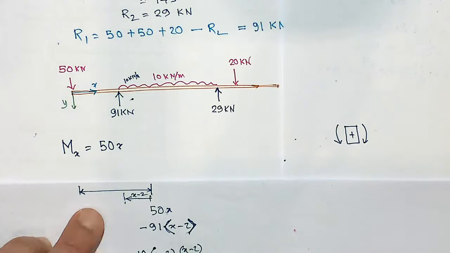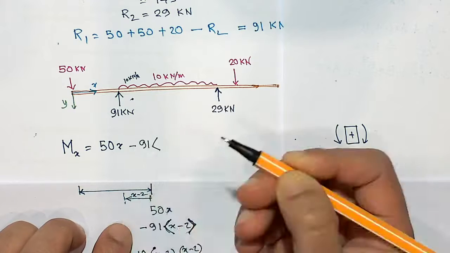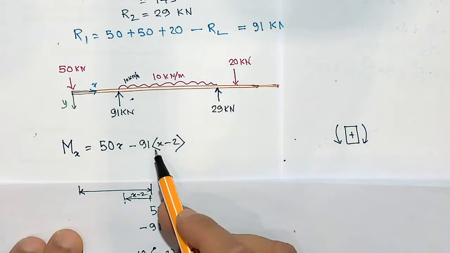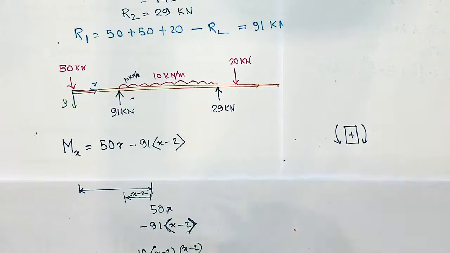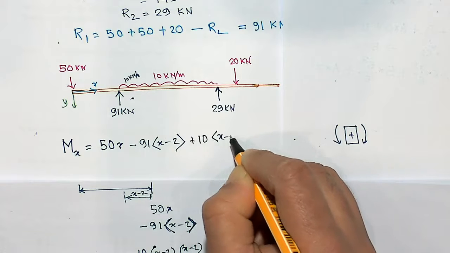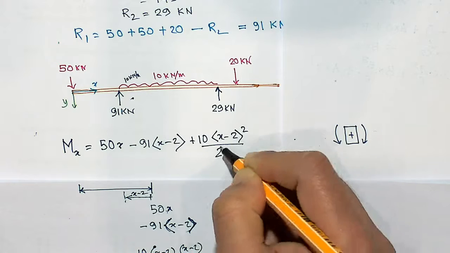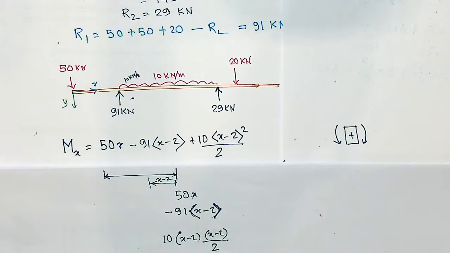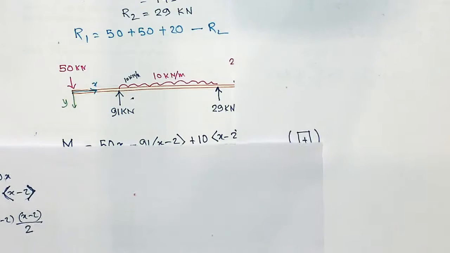So 50 times x is there, minus 91 times (x minus 2), because that is only valid if x is more than 2, plus this one is plus 10 times (x minus 2) squared over 2. That means this is only valid if x is more than 2. So it will continue like this until I come to this point again.